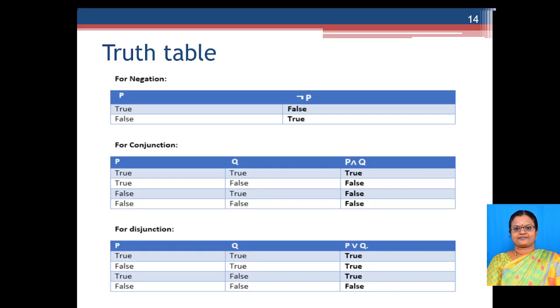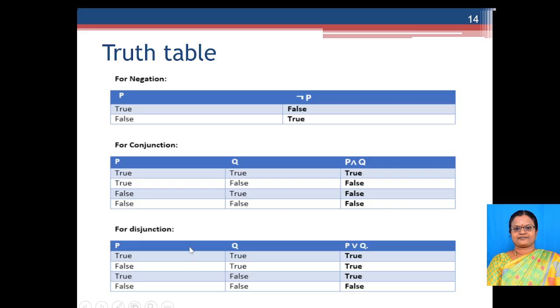So these are the truth tables for negation. If the input is true, definitely the output is false. If the input is false, the output will be true. Whereas for conjunction, it is the opposite. If the input is true and true, then the output will be true. If true and false, then false. Then false and true, you will have false. Then false and false, you have false again.